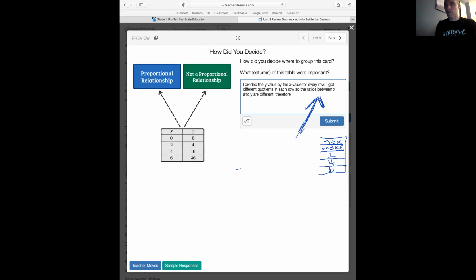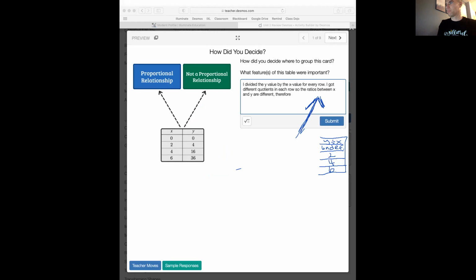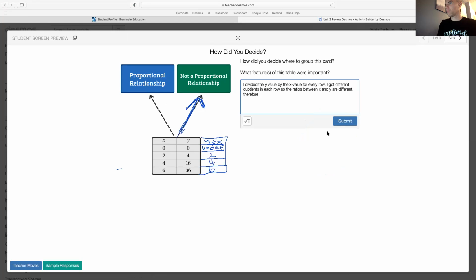Therefore, oh, my screen just got all weird. Give me a second. All right, therefore, this is not a proportional relationship. As far as what it means by what features of the table were important, I don't really know what it means by that. We just check the values. All right, so let's move on to the next one.